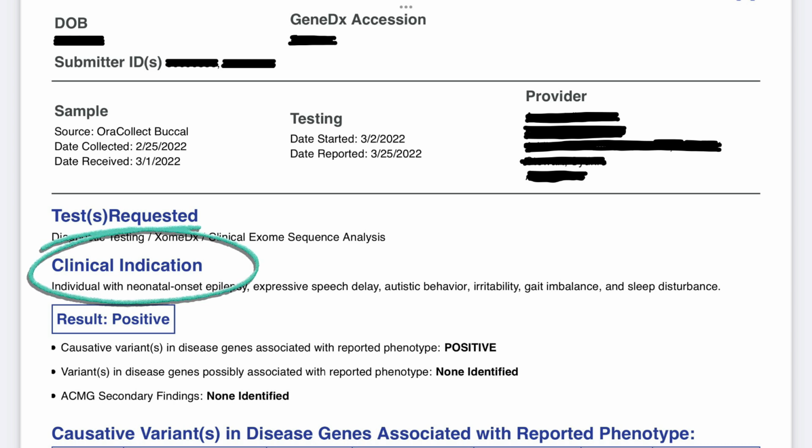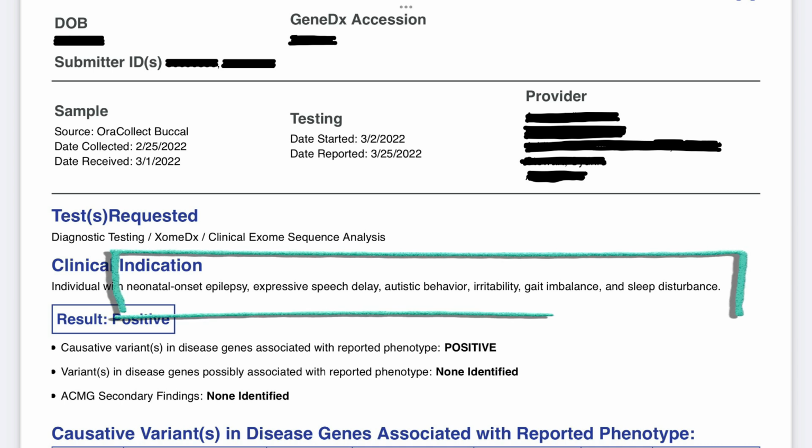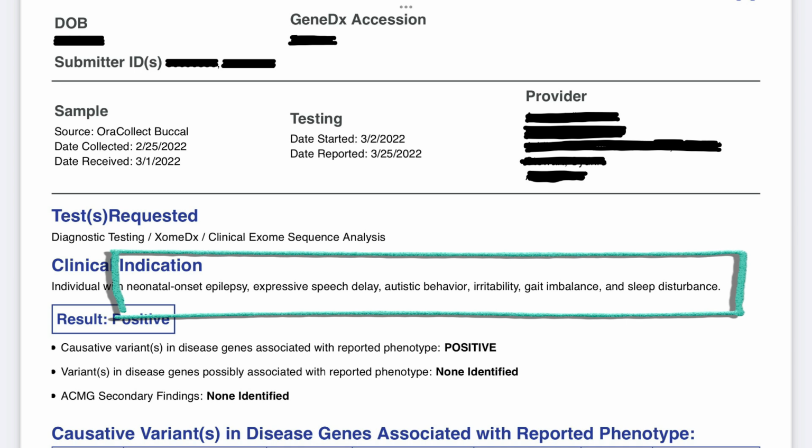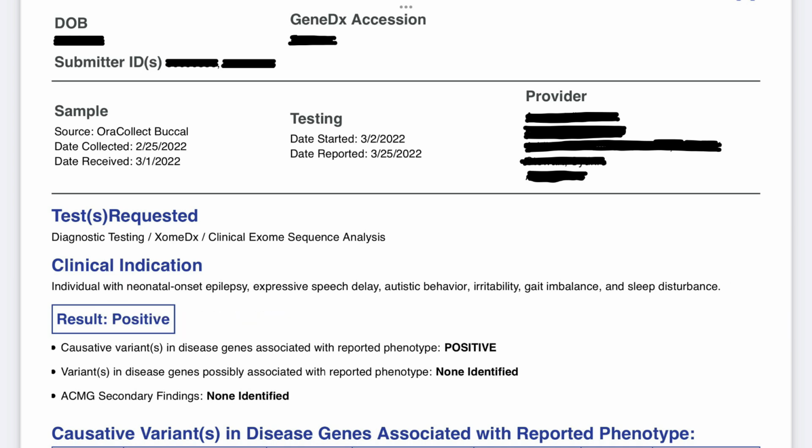Clinical indication is something that the ordering provider has to note because exome sequencing uses a patient's phenotype or clinical presentation to help interpret the results. So this indication just lists some things that the provider might have listed when they ordered the testing. Based on these clinical indications, then, a laboratory can decide if a test was positive, negative, or inconclusive. And so on this test result, we can see that it was positive, meaning that they did find a change that explains the clinical indication that the provider had listed.